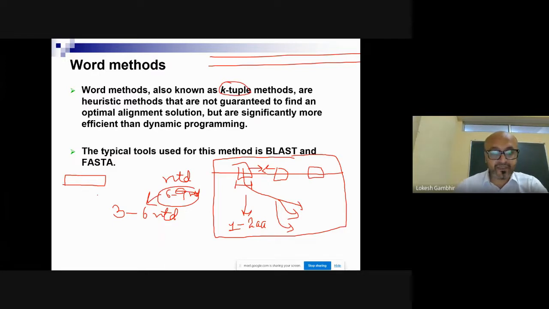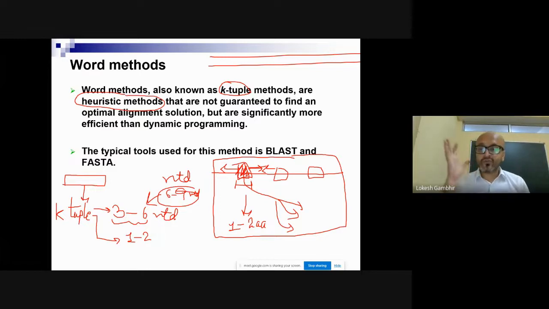The boxes are actually called k-tuples. Now, the k-tuple value you have to define: if you are using DNA, the k-tuple value may range from 3 to 6. If you are using amino acids or proteins, then this k-tuple value may range from 1 to 2. And if you are using this method of first aligning the local region of words and then extending in both directions, if the threshold is there, that approach is called the heuristic approach or heuristic method of alignment.